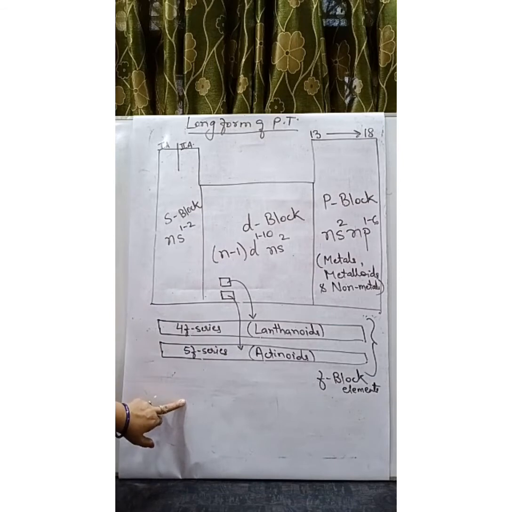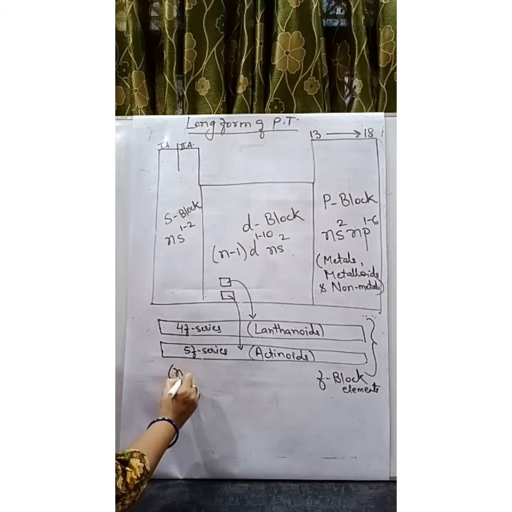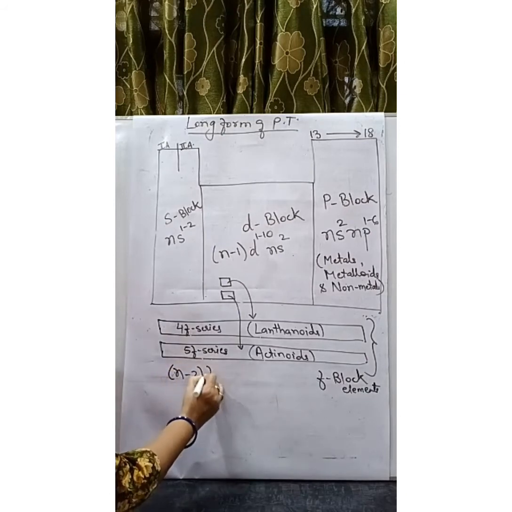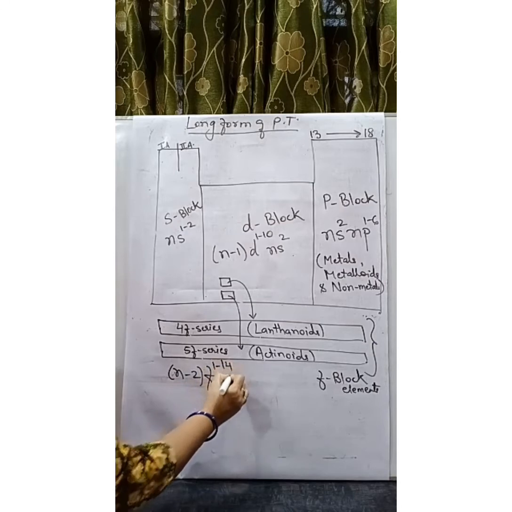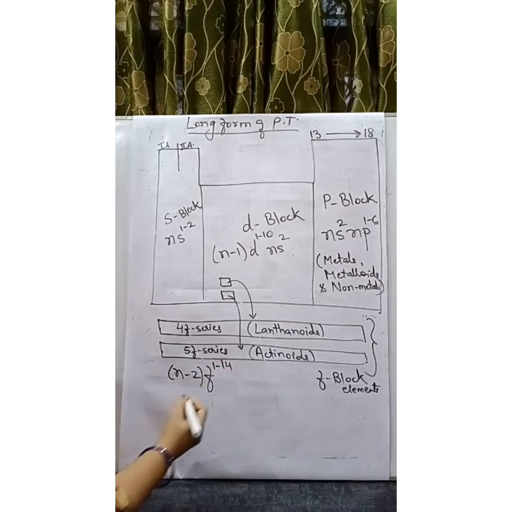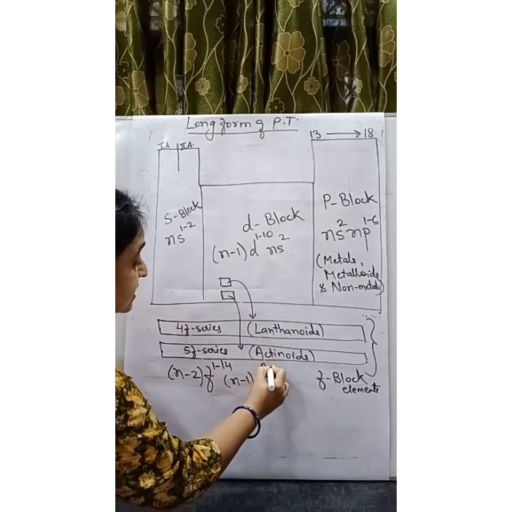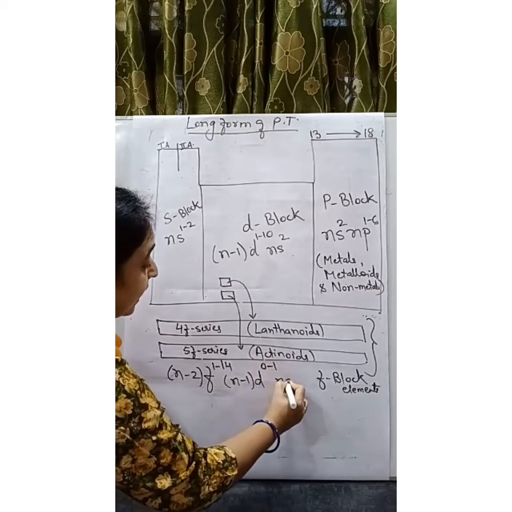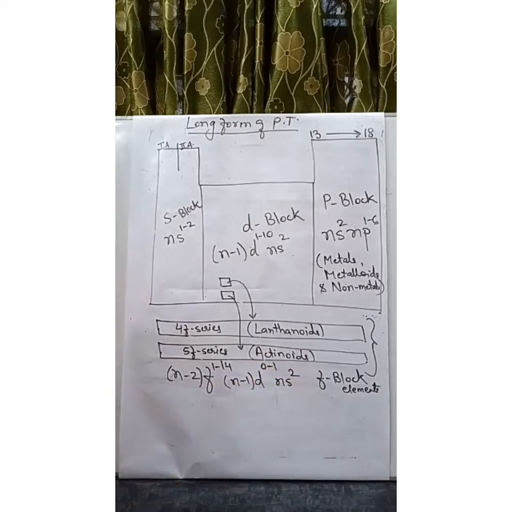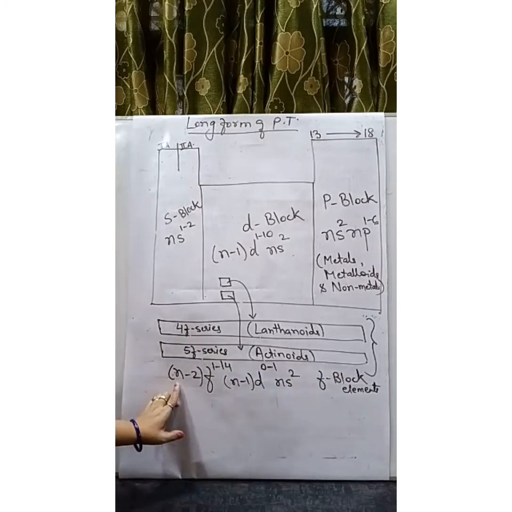The general electronic configuration of the f block elements is (n-2)f1 to 14 (n-1)d0 to 1 ns2. You know that n stands for the principal quantum number.